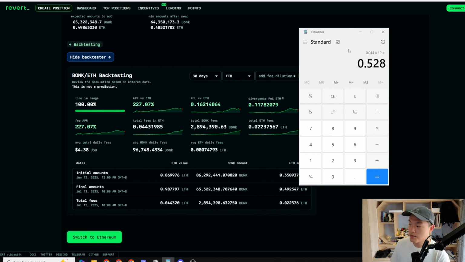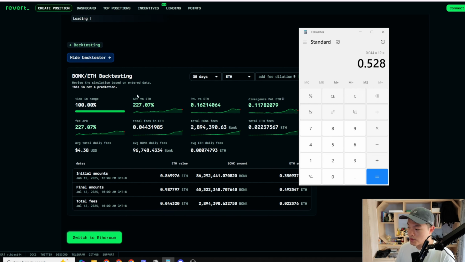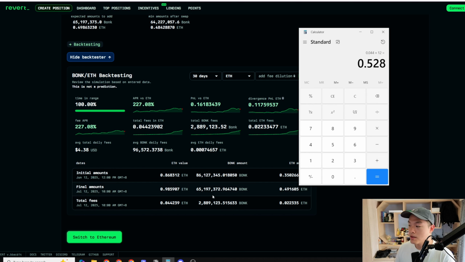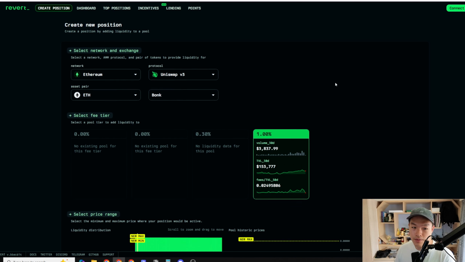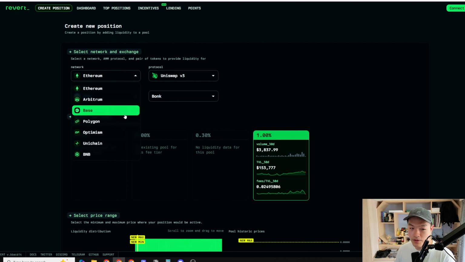So here the estimate is roughly 52.8% APR. So pretty accurate here in my opinion. The backtester is the most accurate way I've found to actually estimate the APR. But the downside with this backtester is that it only supports these chains when you guys are yield farming, right? And a lot of times it doesn't work on Base. There's something wrong with their data or something. But for these other chains, I find that it works fine if you want a more accurate estimate.